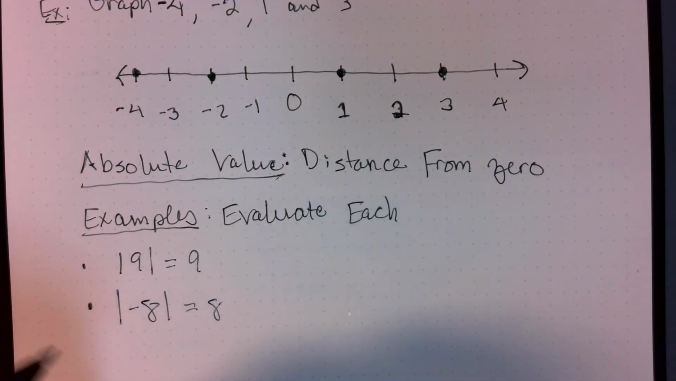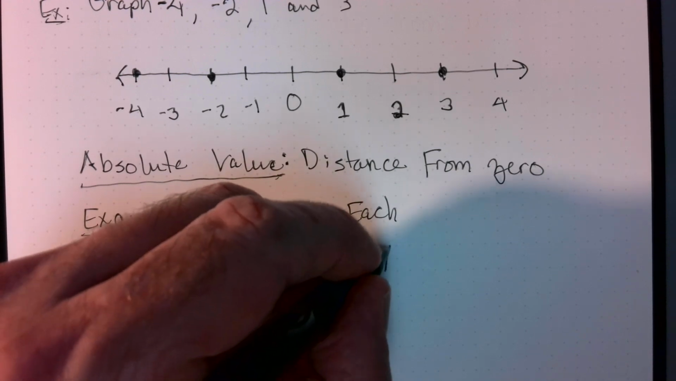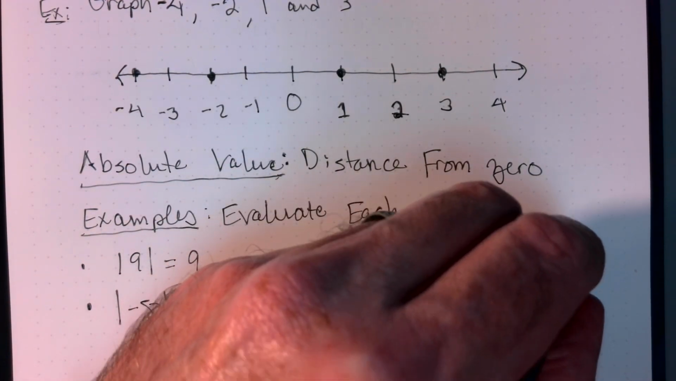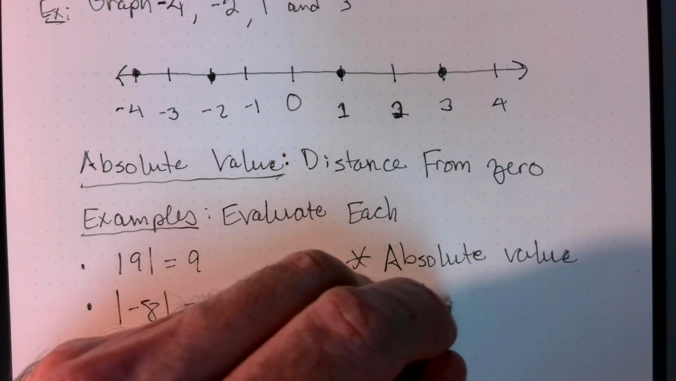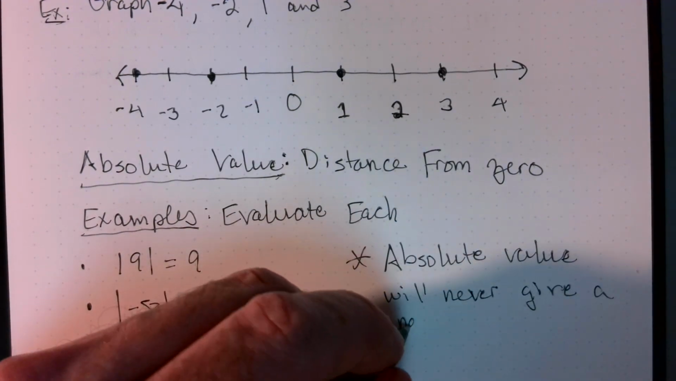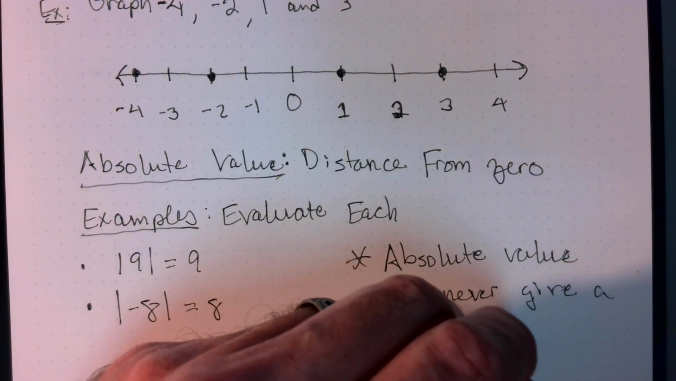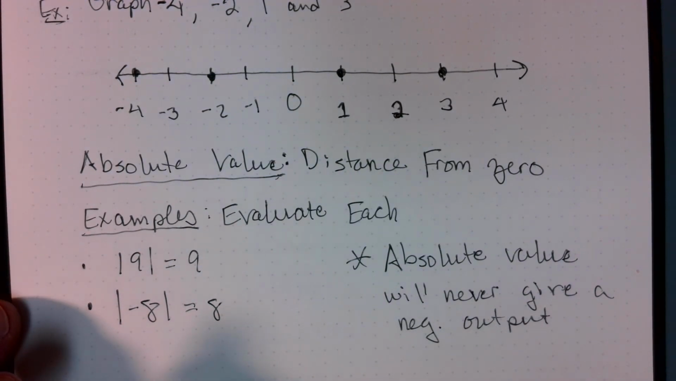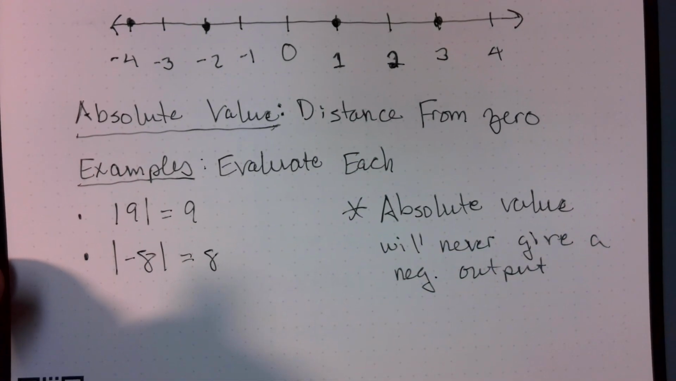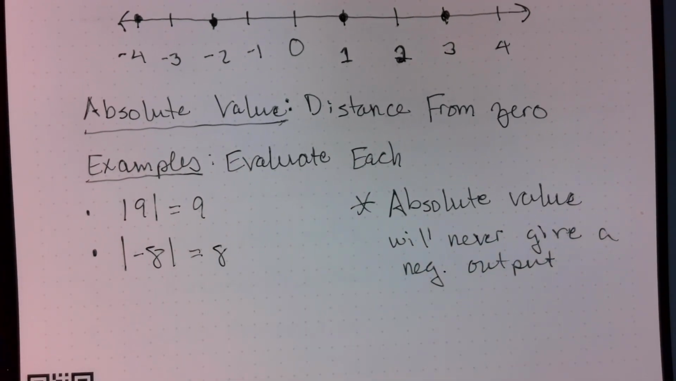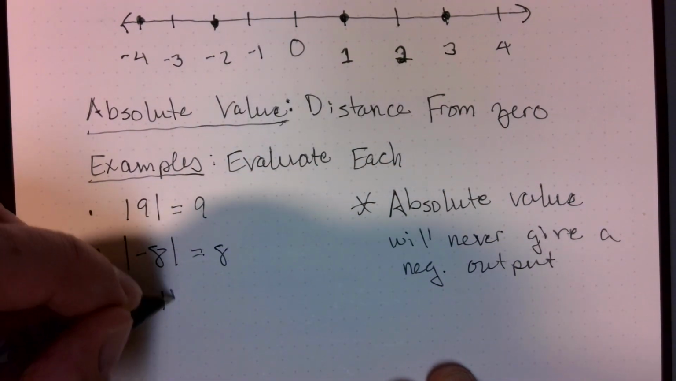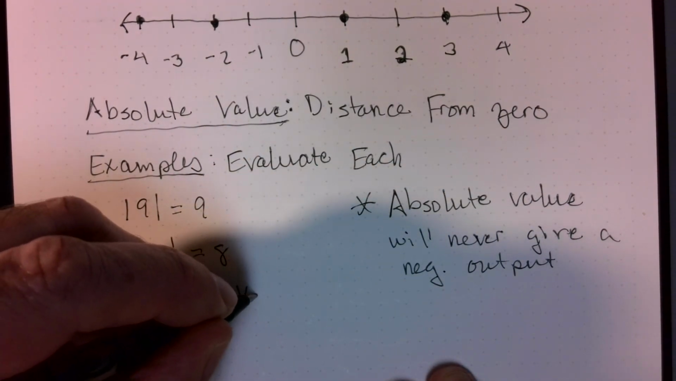One quick thing here. Absolute value will never give a negative output. If we consider the process of taking the absolute value of a number, we will never get a negative number for the output of the absolute value. So for example here, absolute value of negative 114 is 114.